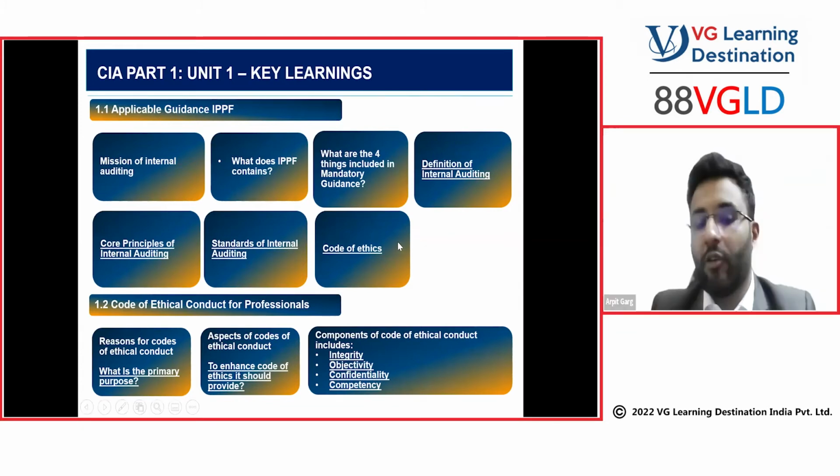And the code of ethics. Now we are getting into the code of ethics eventually, but yes, there are 4 principles in the code of ethics as part of our mandatory guidance, which cover integrity, objectivity, confidentiality, and competency, which is what we are going to start in the next part of this session.